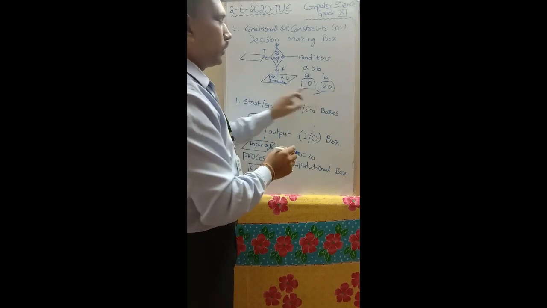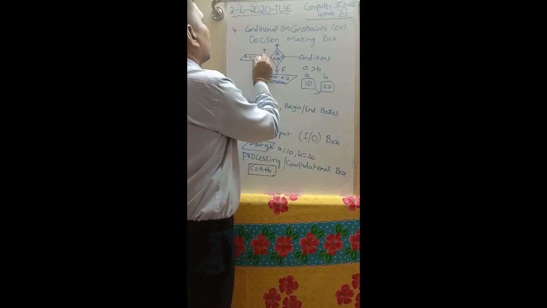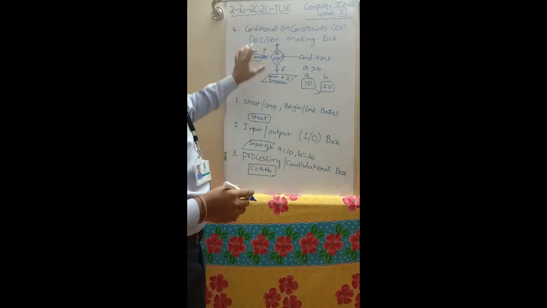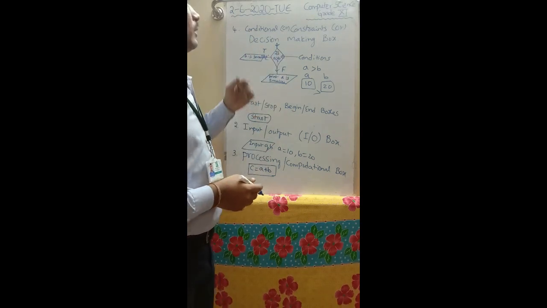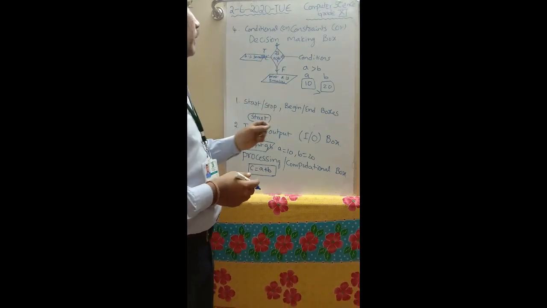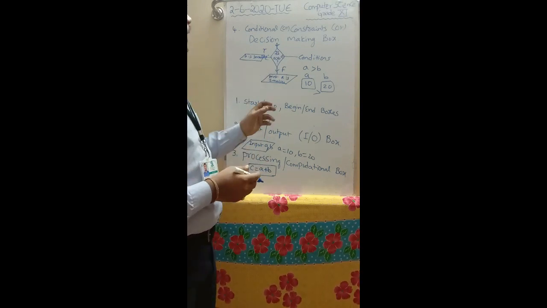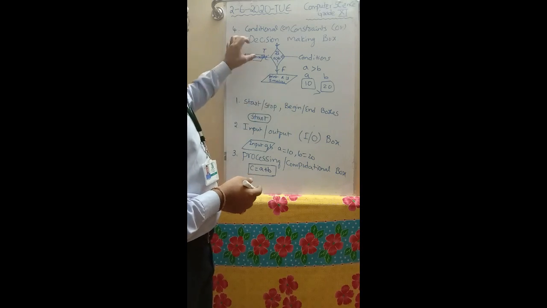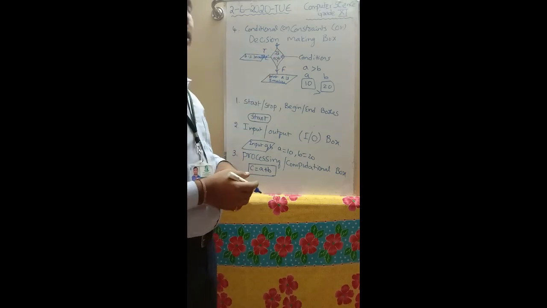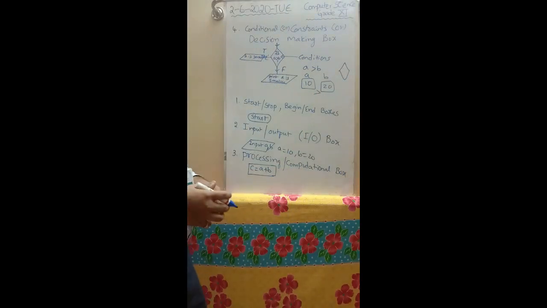If it is true, B is smaller. Print B is smaller. In this way, we are using conditional decision making boxes. When you are writing algorithms, we prepare flowcharts. In every program, there are some conditional statements. Those conditional statements can be prepared by using this decision making box. So the diamond shaped box is called the conditional box.